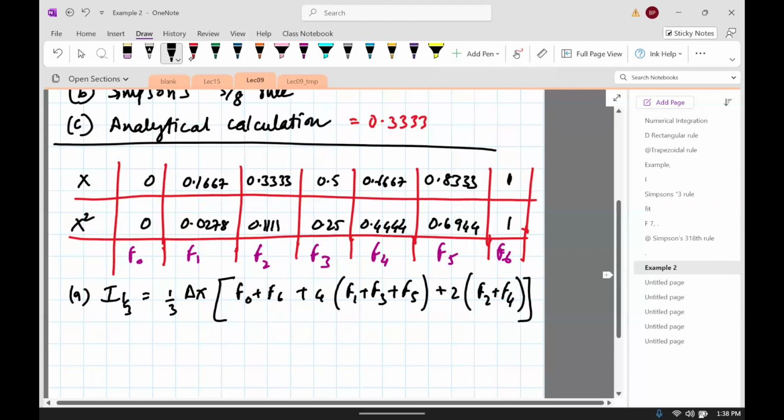Okay, now what you do is essentially just sub in the values. I've already given you f1, f2, f3. So you know the values, you can just sub that in, and for the 1/3 rule, the answer comes out to be 0.3333.